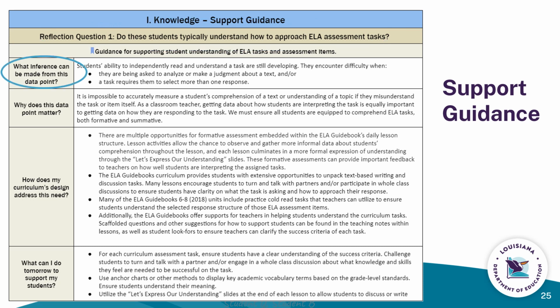The first question, what inferences can be made from this data point, is essentially describing what you may have already noticed about the group of students you identified in responding to that first question. That is, what are they struggling with? The next question provides motivation for why it's important to help students succeed in this area. That is, what are they being held back from being able to do? Or conversely, what do we want them to do?